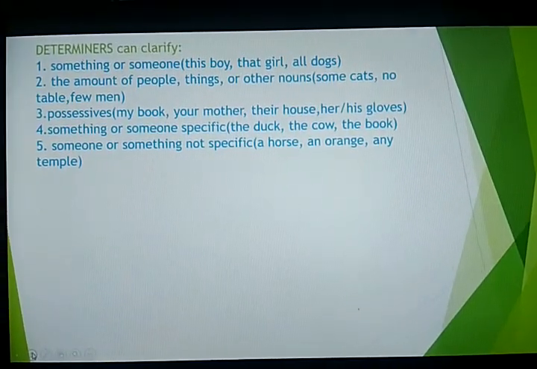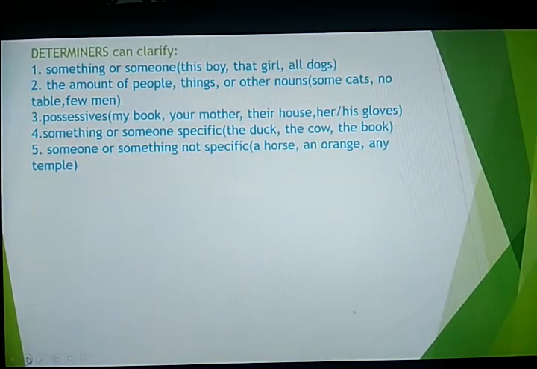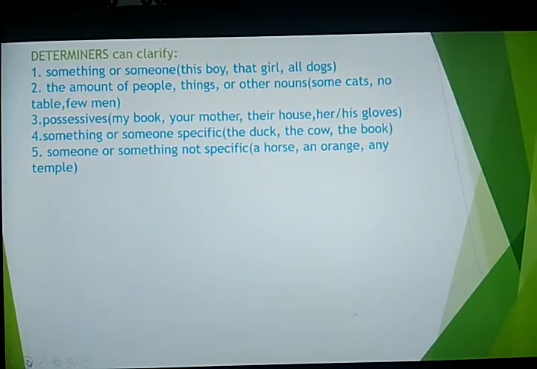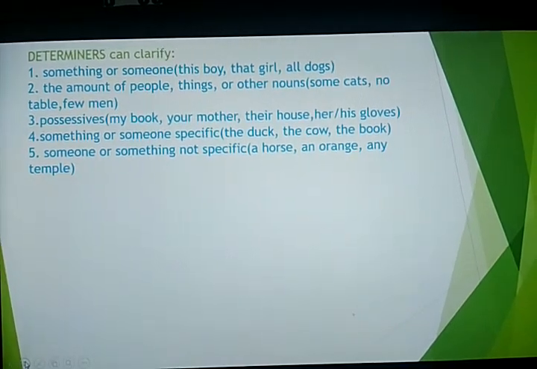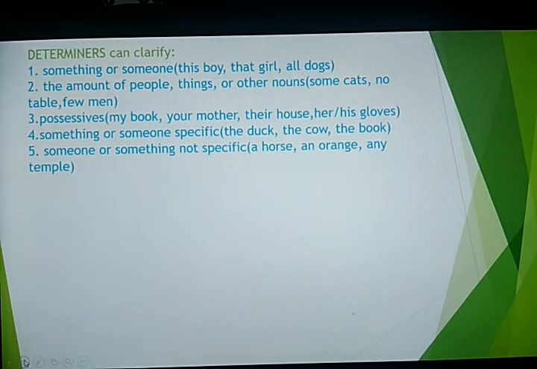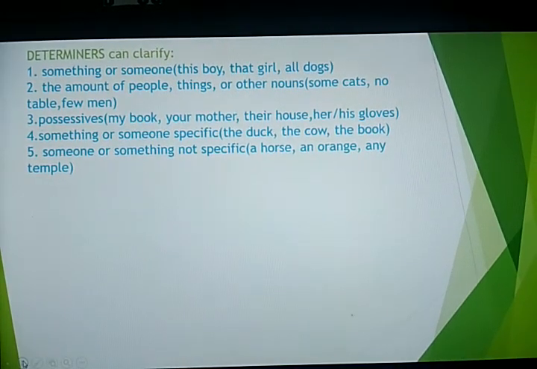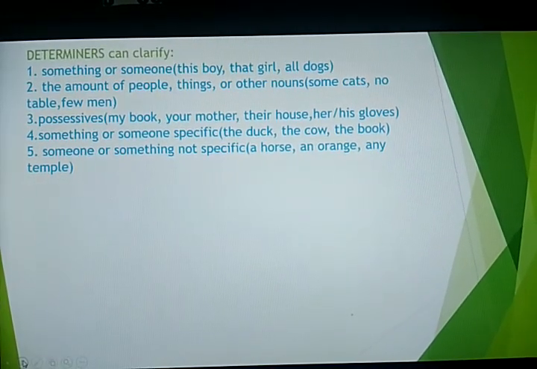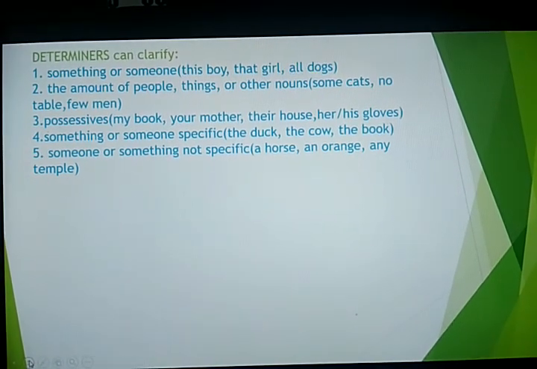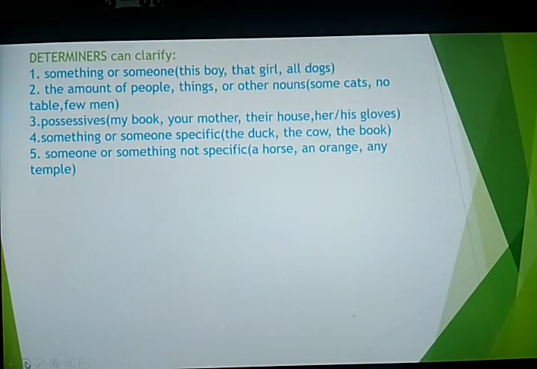Now, determiners can clarify the following points. First, determiners can clarify something or someone. This boy, that girl, all dogs. Which boy? This boy. Which girl? That girl. Which dogs? All dogs. So this, that, all, these are determiners. They are clarifying something or someone.